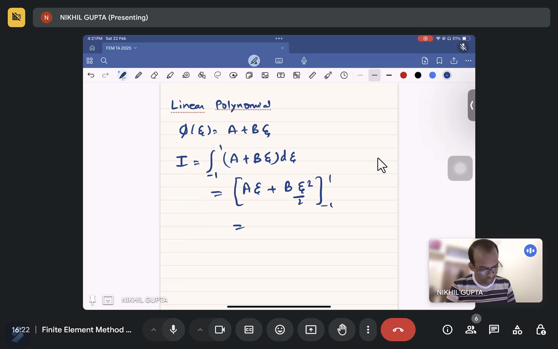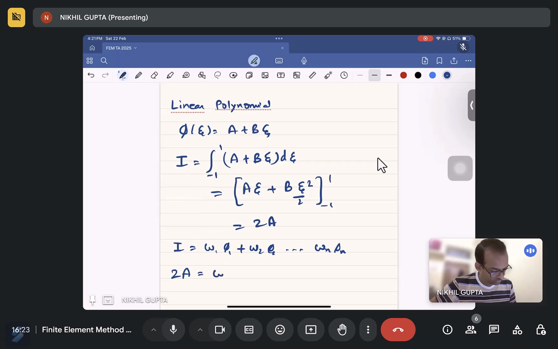When you solve it, you will get 2a. The xi square terms will cancel. So this is your exact integral. Now let's do it with the Gauss quadrature. You will write w1 phi 1 plus w2 phi 2, and so on up to wn phi n. Now you have to compare. You know that 2a should be equal to this.